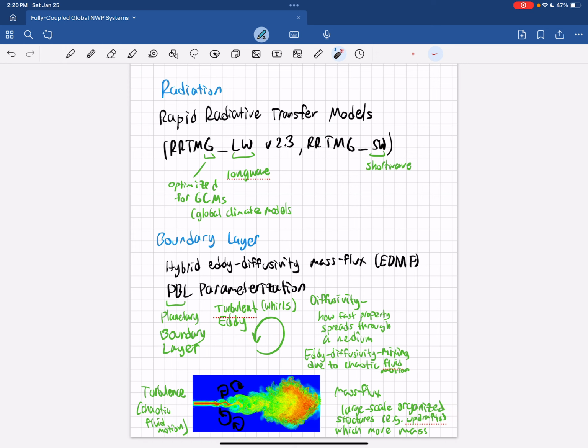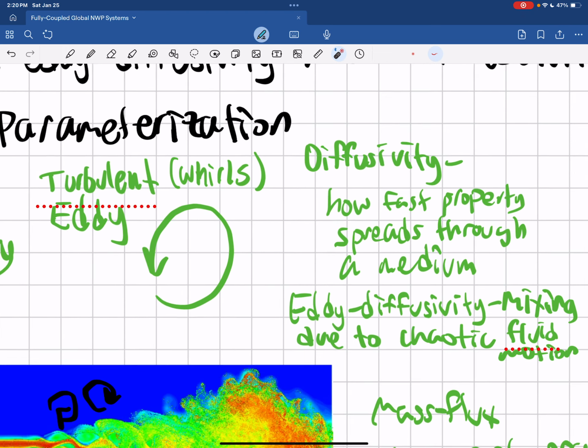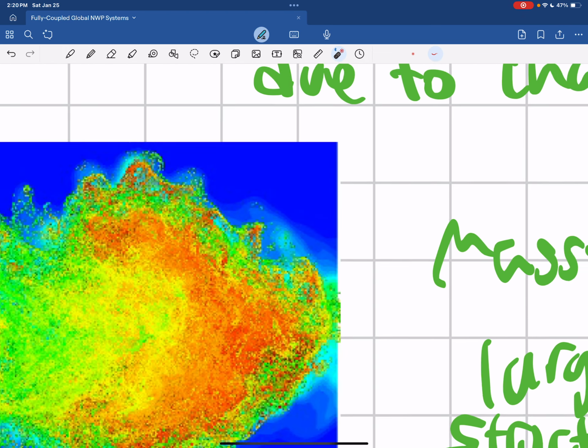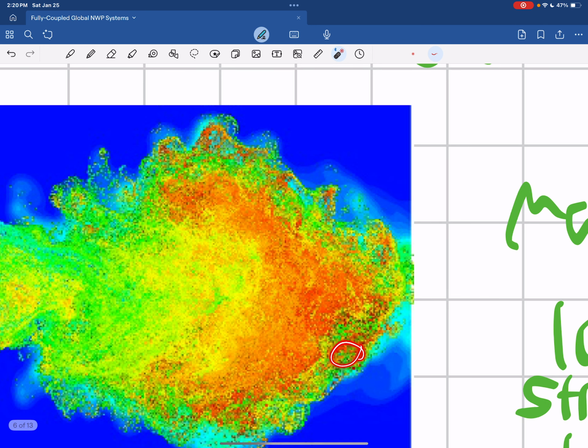And then just more explanation on turbulence. You can also think of it as chaotic fluid motion, where the fluid starts out pretty nice, and then because of these whirls, it becomes this really hard to resolve thing. If you were to keep zooming in on this, you would find smaller and smaller whirls.